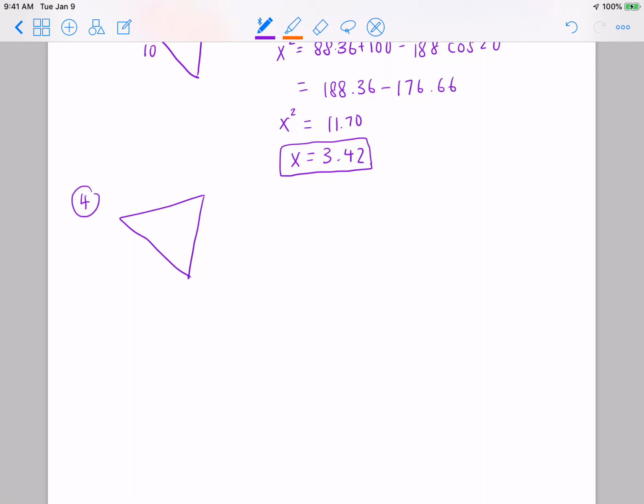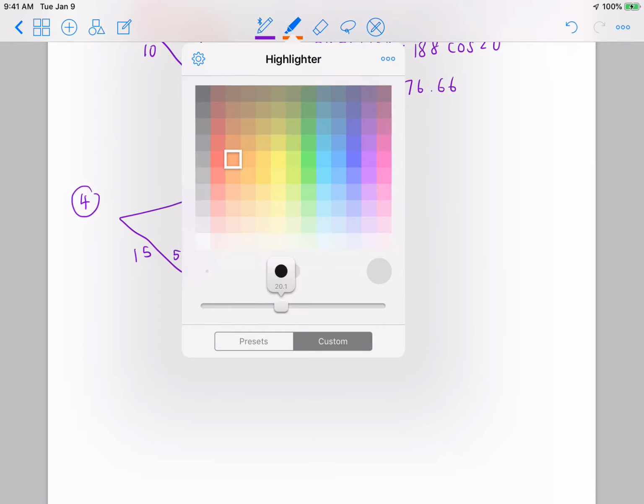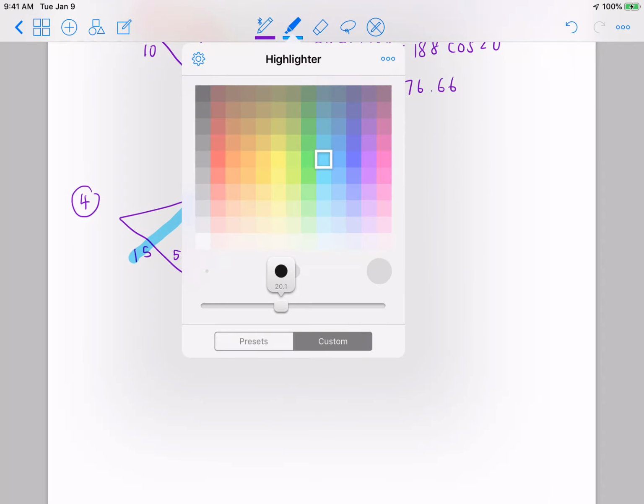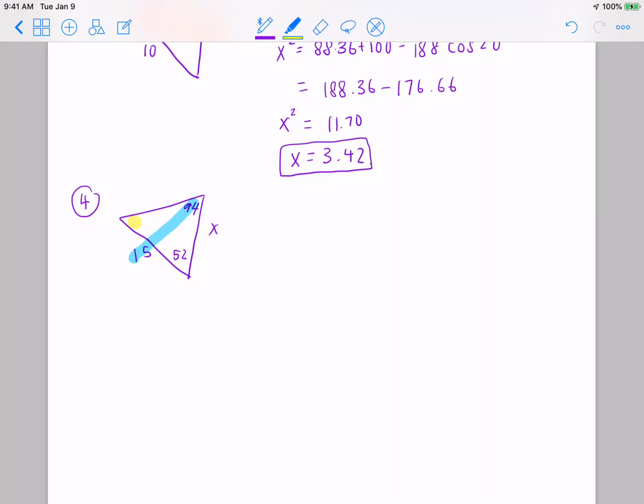Let me see. We are given 94, 52, x, and 15. Okay, so this one right here, we are given one pair. Usually, remember, if we're given one pair, we will use law of cosine, right? But using law of cosine, we have to have all three lengths. We don't have the last length. Even though we're given two angles, we can find the last angle, right? Right here, we can find this angle because we have a length that's across from it. So how do I find that angle right there?